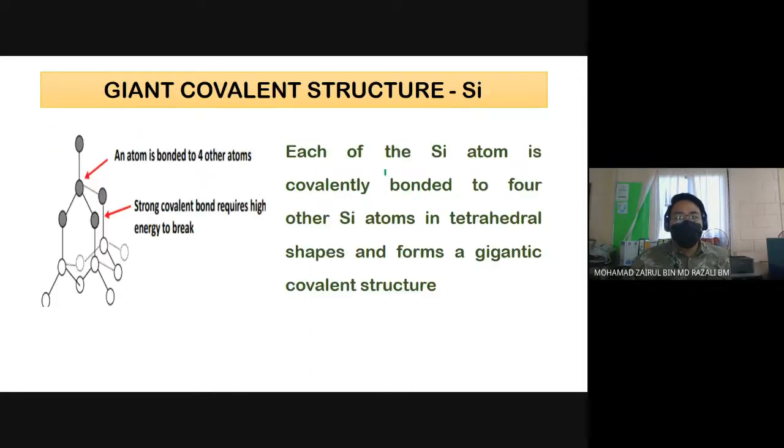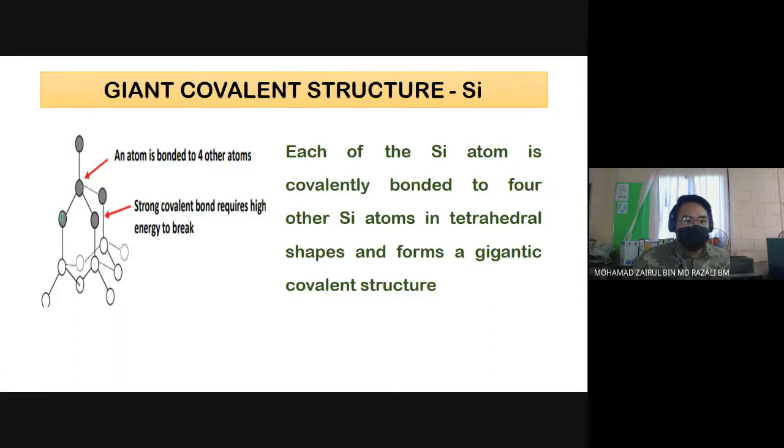Okay, giant covalent structure ni maknanya dia ada very extended network. Sebab silicon tu, each of the silicon atom will bonded to another 4 silicon atom in the form of tetrahedron.